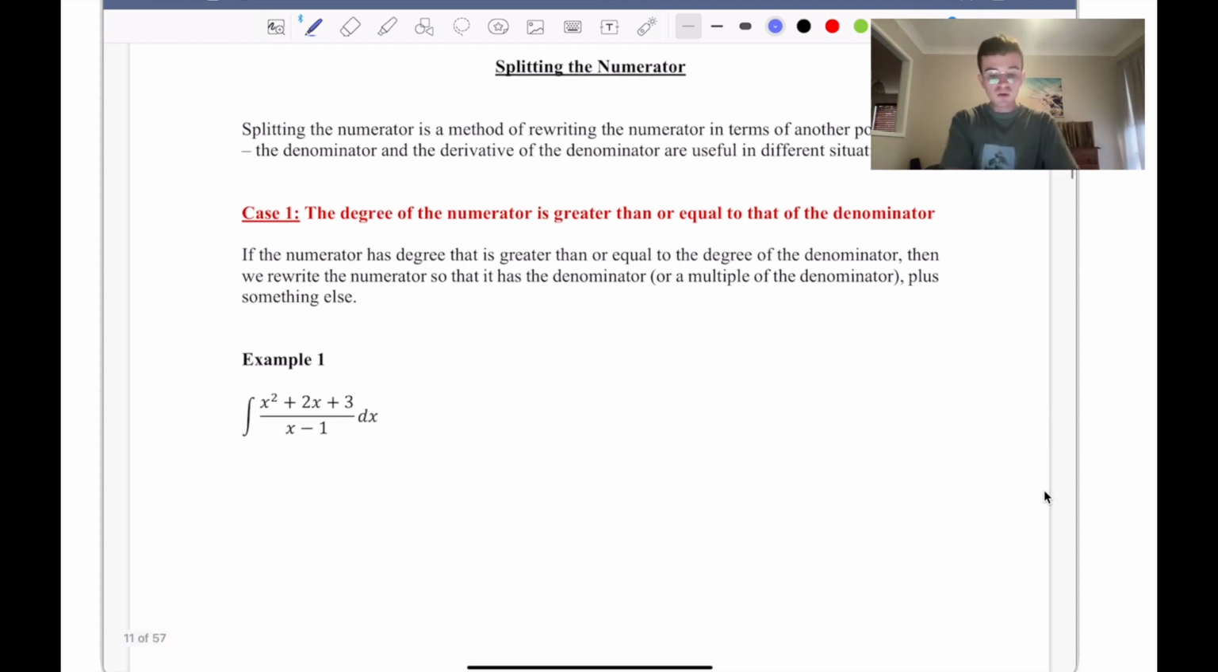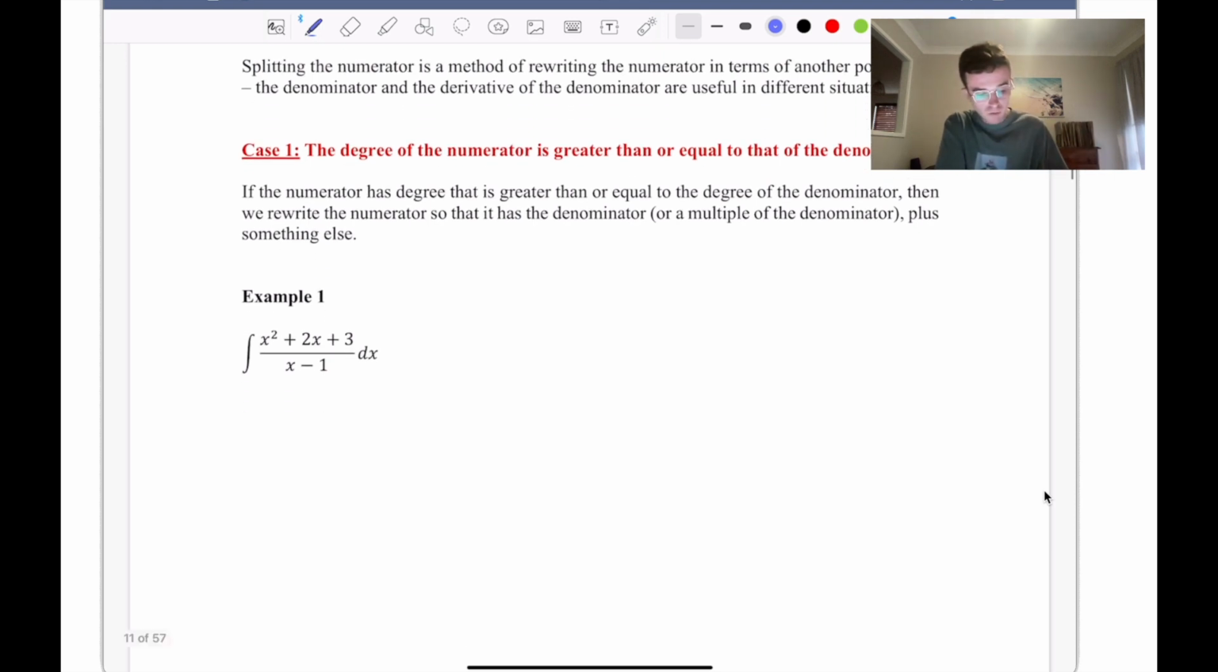So case number one, when we split the numerator, is if the degree of the numerator is greater than or equal to that of the denominator. So if the highest power on the top is bigger or equal to the one on the bottom. If we do that, we need to somehow rewrite the numerator as multiples of the denominator, or just the denominator. We can do that a number of ways.